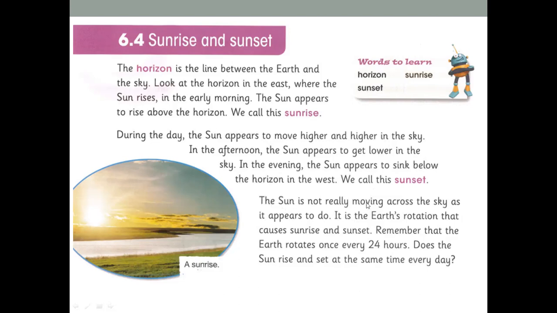So the sun is not really moving across the sky as it appears to do. It is the earth's rotation that causes sunrise and sunset. Remember that the earth rotates once every 24 hours. Does the sun rise and set at the same time every day? Obviously no. The time changes the day after, and the difference builds up over 3 or 4 days.